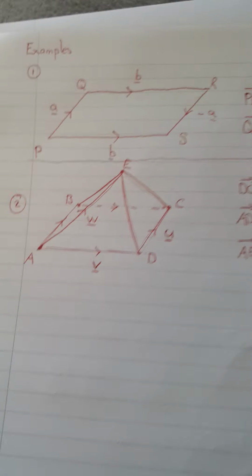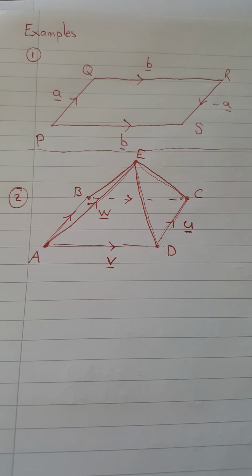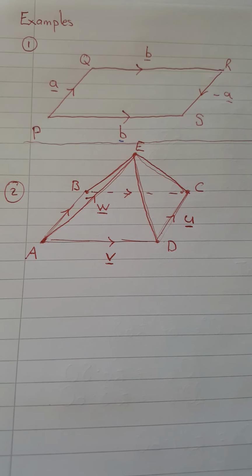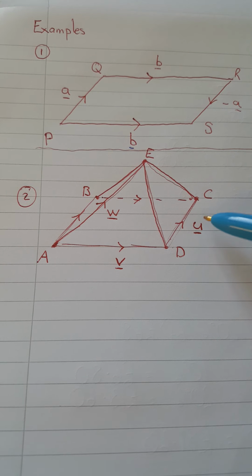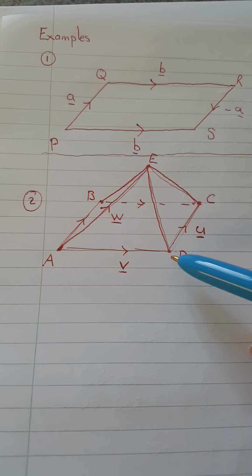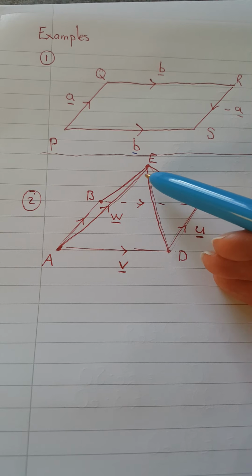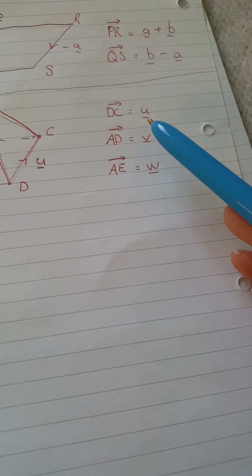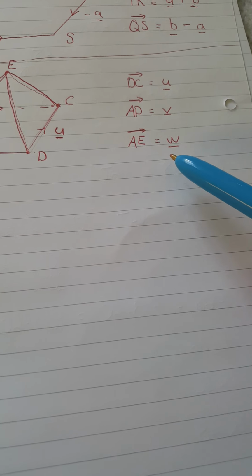Right, on to example 2. I've got three vectors in this diagram. I've got the vector u, the vector v, and it's important the directions they go in. And I've got the vector w, which is from A to E. So DC is the vector u, AD is the vector v, and AE is the vector w.